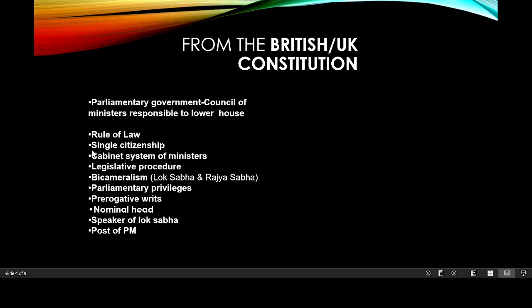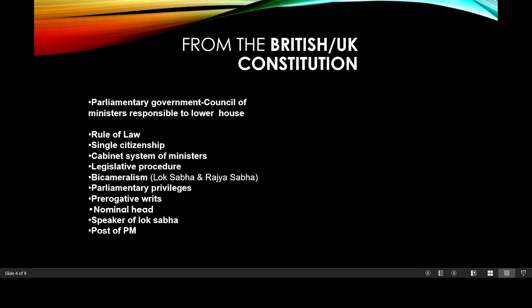Then single citizenship. It means we don't have any dual citizenship. If you are already a citizen of India and you acquire citizenship from another country, your Indian citizenship is automatically cancelled. Single citizenship has come from the British Constitution. In some other countries like the USA, they have dual citizenship. We have single citizenship: throughout the country you have the citizenship of India, not of any state.